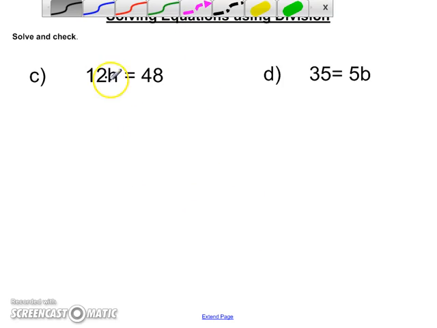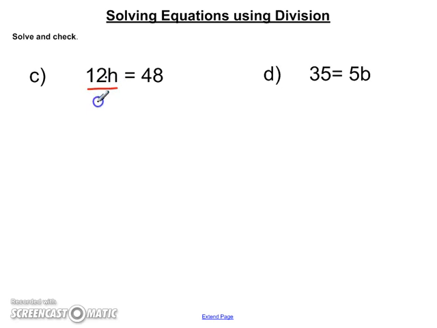So now, the opposite of multiply by 12 is to divide by 12. 12 divided by 12 equals 1. 1h. Good, because that's what I wanted, 1h by itself on the left-hand side of this equation. Now, whatever I do to one side, I have to do to the other. So because I divided this side by 12, I will divide the right by 12. 48 divided by 12 is 4.